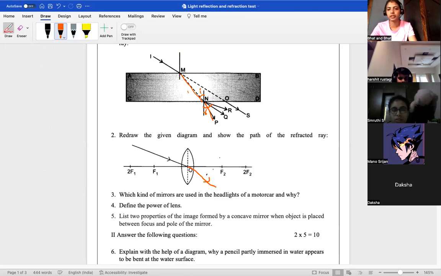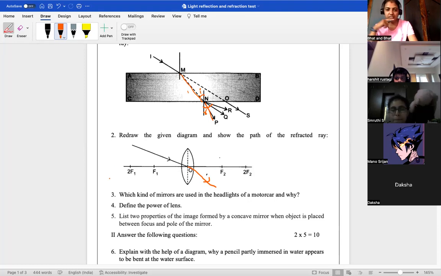This will be the refracted ray because any ray of light which is passing through the center of the lens will go undeviated. It will just go undeviated, you can say. Okay? Understood? So it will be the path like this.